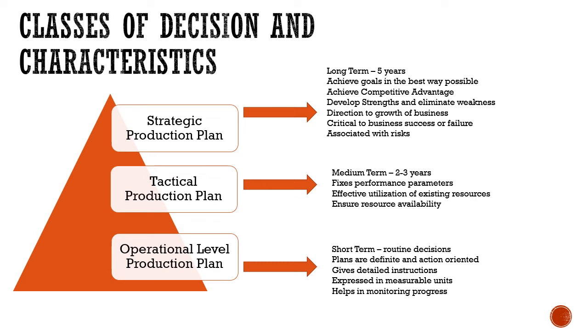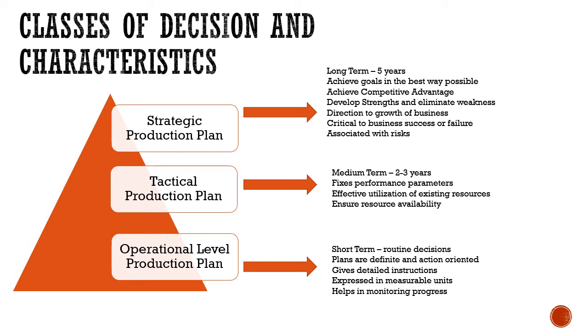Had they had a better one, taking into account all the technology, everything that was going to change in the future, they would have made a better strategic plan and they would have succeeded. The strategic production plan also takes into account the risks associated. Moving on to the tactical production plan.